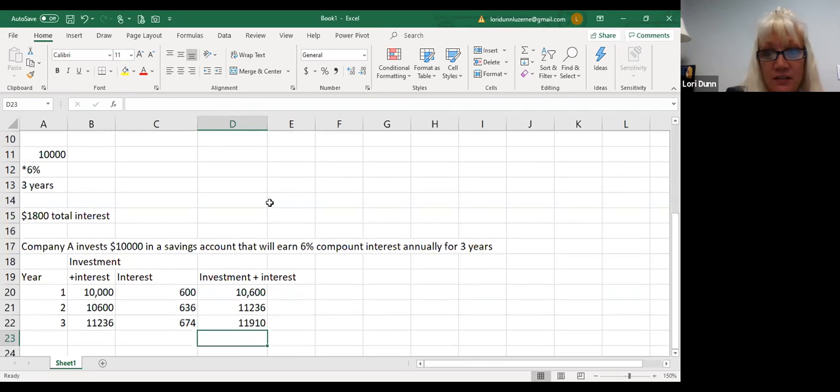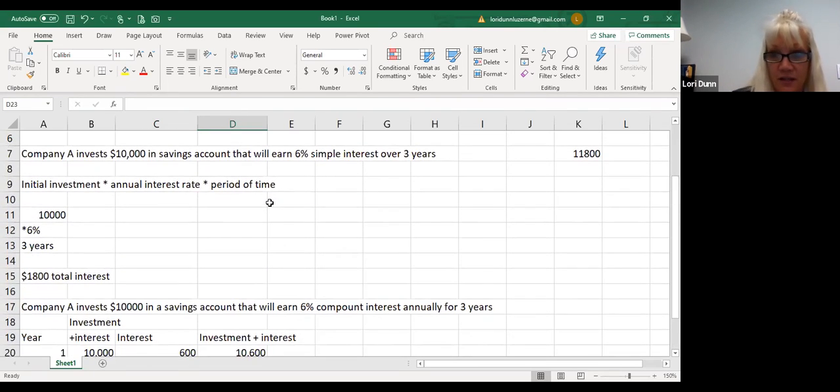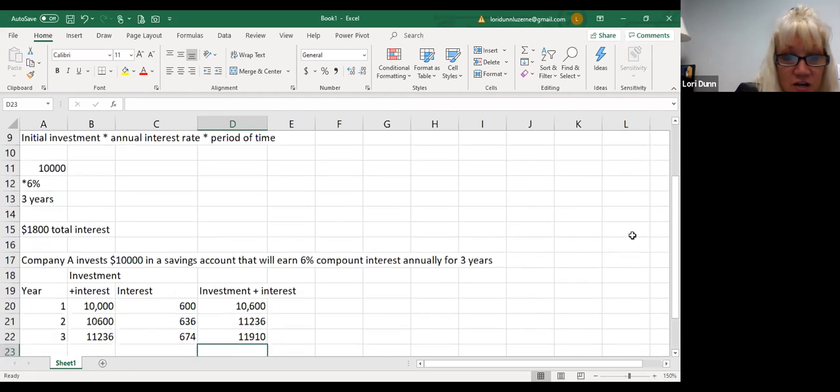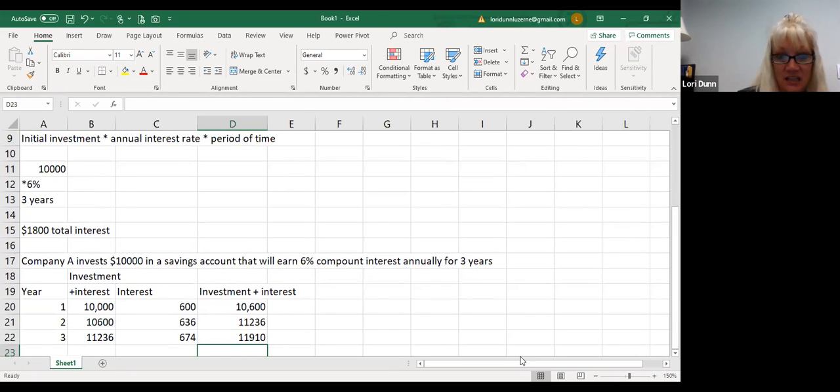Under simple interest, you would have ended up with $11,800. Under compound interest, $11,910, because you're not only earning interest on the investment, but any interest that stays in the account. And that's the assumption here. You don't take anything out of the account. That's how compound interest works. And that's the real world. Are there any questions on that?